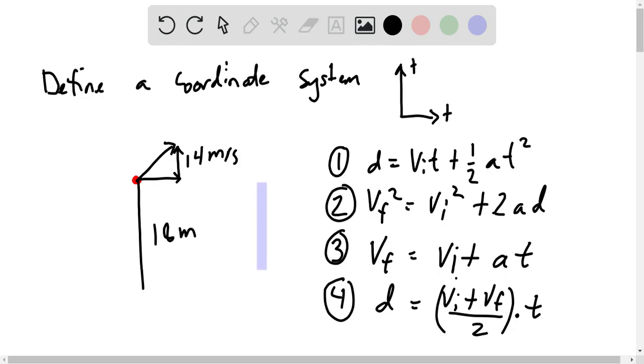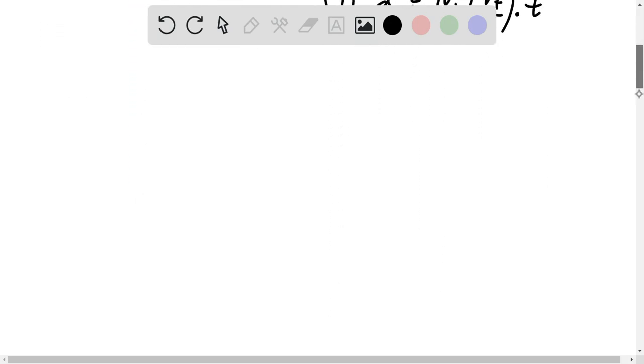So let me figure out how to scroll here. Can you not scroll? Oh, here. It's refusing to grab. There we go.